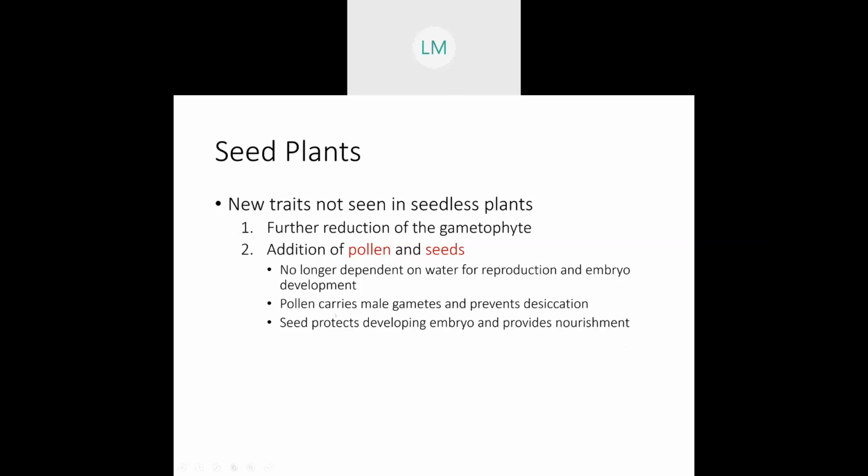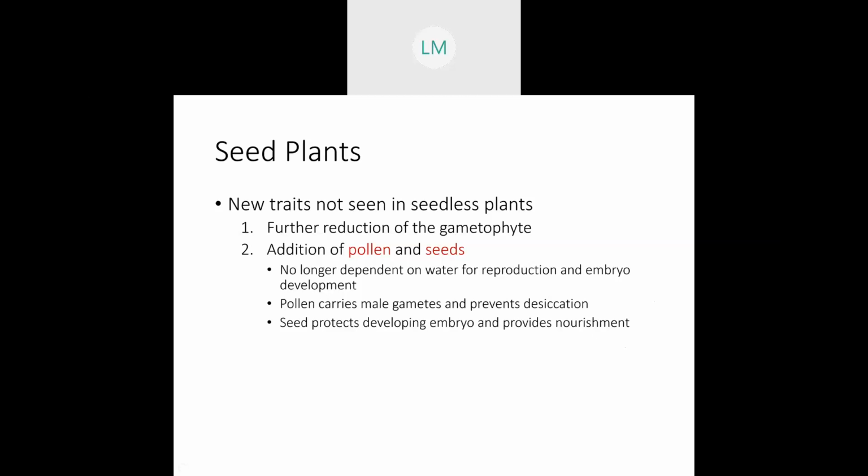So pollen is what's going to be carrying the male gametes here. And the pollen helps prevent these gametes from drying out. So desiccation here, just the act of drying out. So the coating around the pollen is going to prevent these gametes from doing that. And our seed is going to protect our embryo that's developing, and it's going to provide nourishment for that embryo.